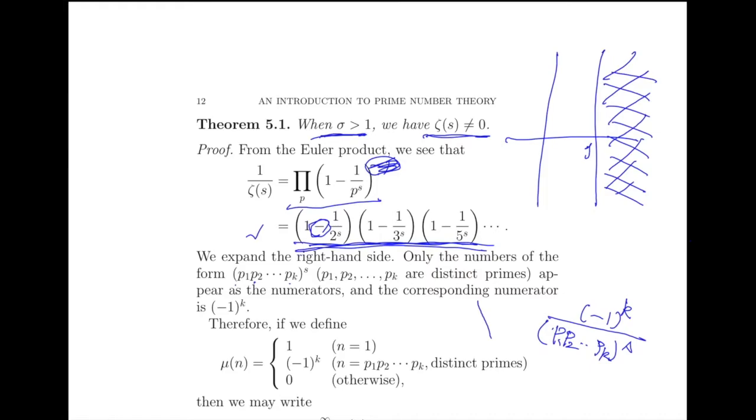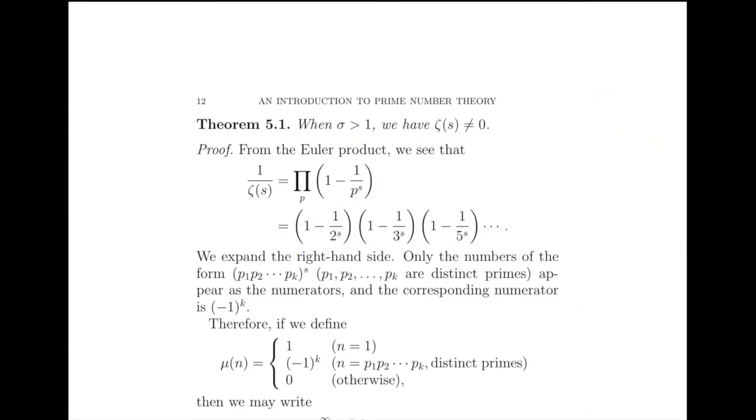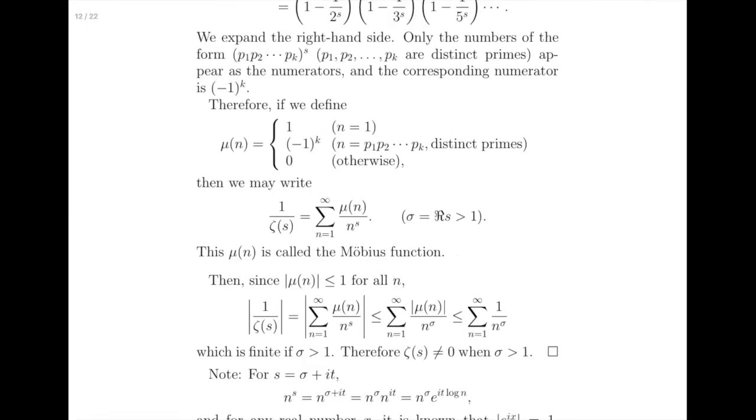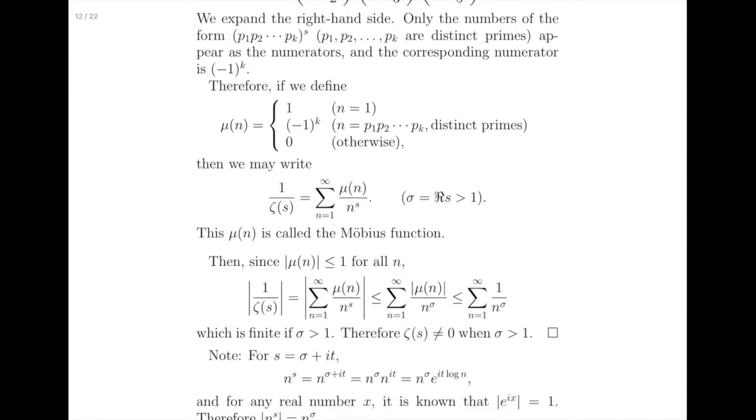Therefore, we now define the following function mu(n), which is given by (-1)^k when n is a product of k distinct primes, and mu(n) is 0 otherwise. Then we can write the reciprocal of the zeta function as an infinite series, where the numerator is this Möbius function and the denominator is n to the s.